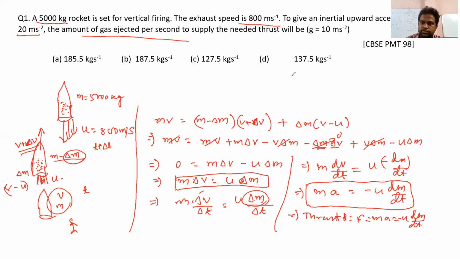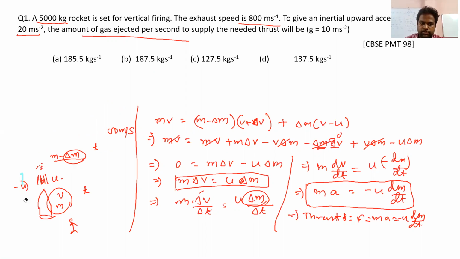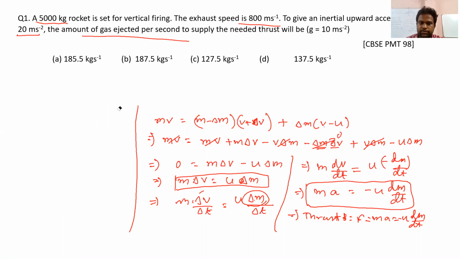So now let's solve this problem. Here in the problem, we'll use this formula, and we'll also use the free body diagram, because here the case is slightly different than the equation we have derived. Now the case is a 5,000 kg rocket. So this is your rocket of 5,000 kg.